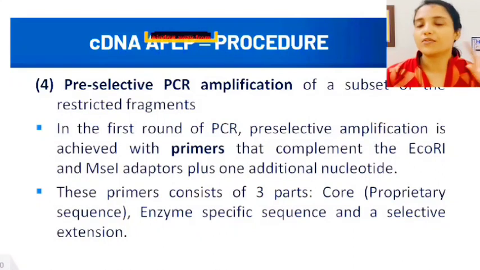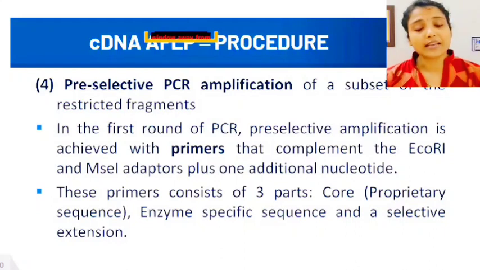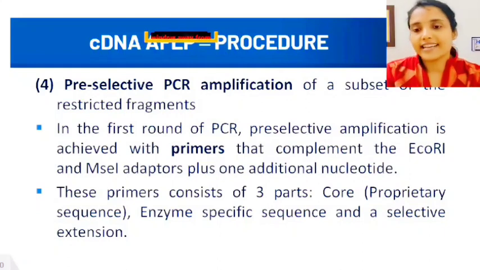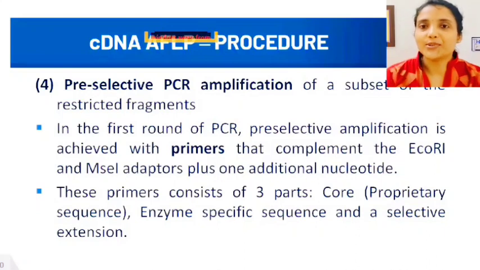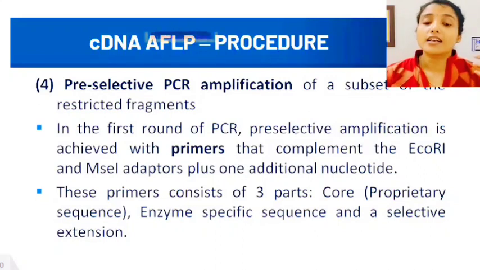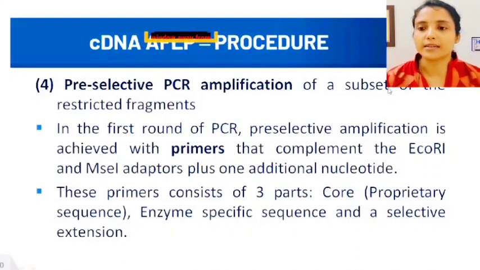What is the fourth step? So the first step was reverse transcription of mRNA to cDNA. Second step was restriction enzyme digestion. Third step was adapter ligation. Now the fourth step is pre-selective PCR amplification. So I told you, we'll be doing pre-selective amplification as well as selective amplification. So it's basically a PCR technique, right? cDNA-AFLP is a PCR technique. What is pre-selective PCR amplification? Let's see that. Okay. So pre-selective PCR amplification of a subset of the restriction fragments, we're going to do that.